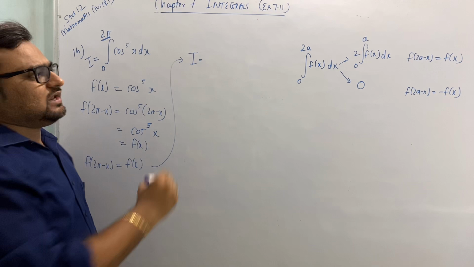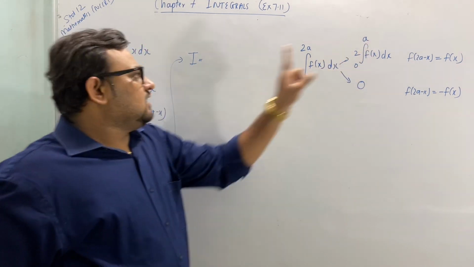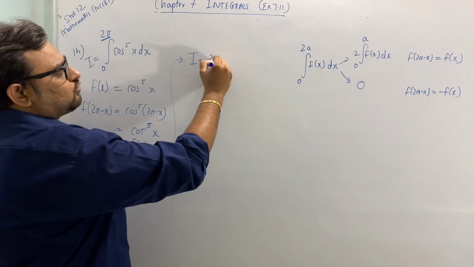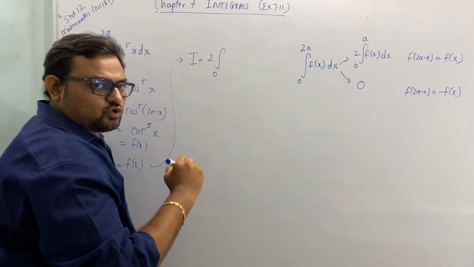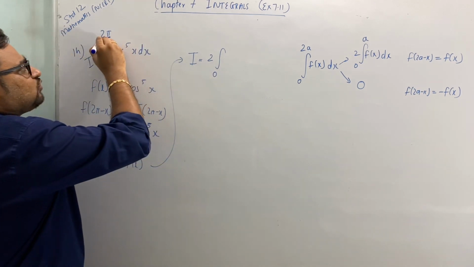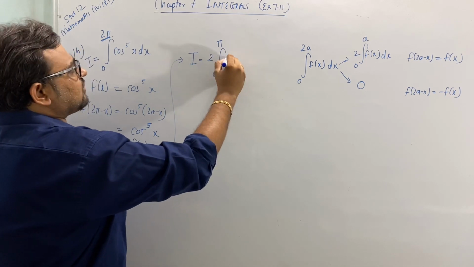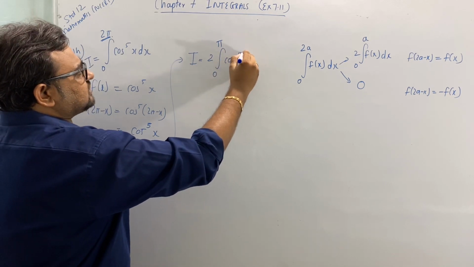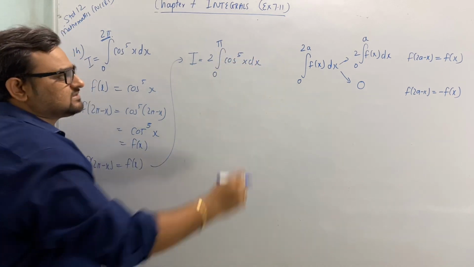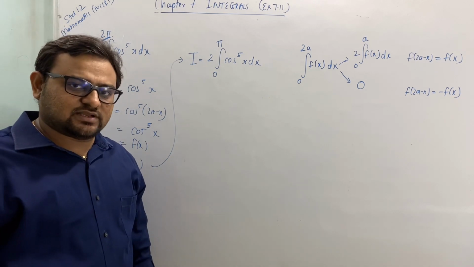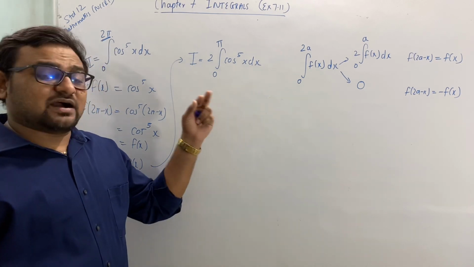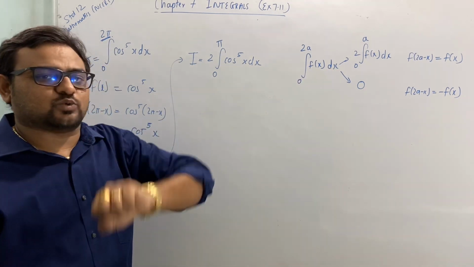So we will use this one. I will be equal to 2 times the integral from 0 to a. Now what is a? 2a was 2 pi, so a is pi, f of x. So cos raised to phi x dx. Clear? Now in this sum again we will use this formula.